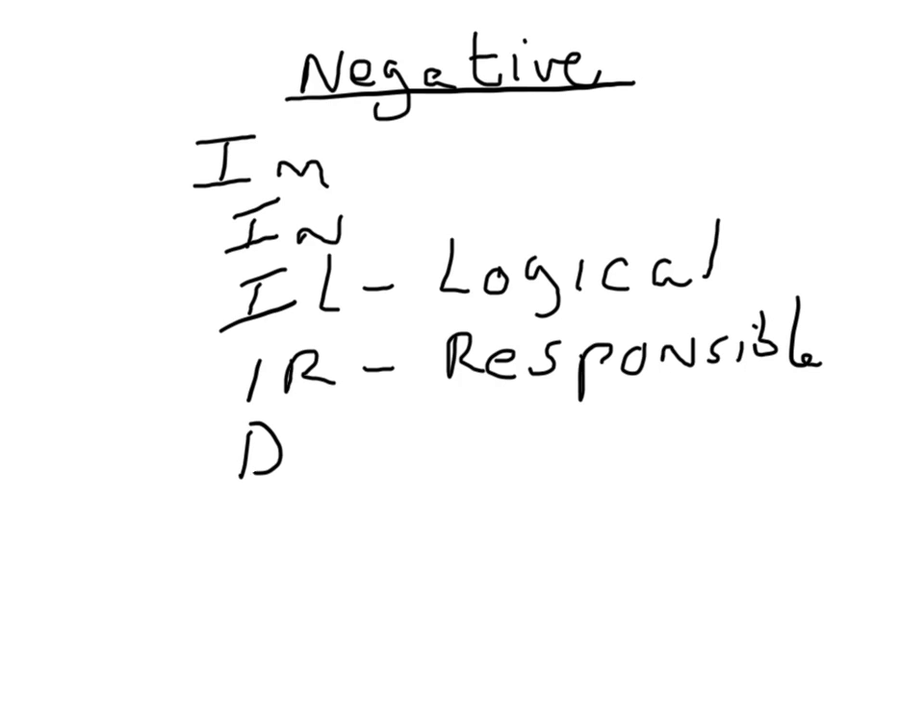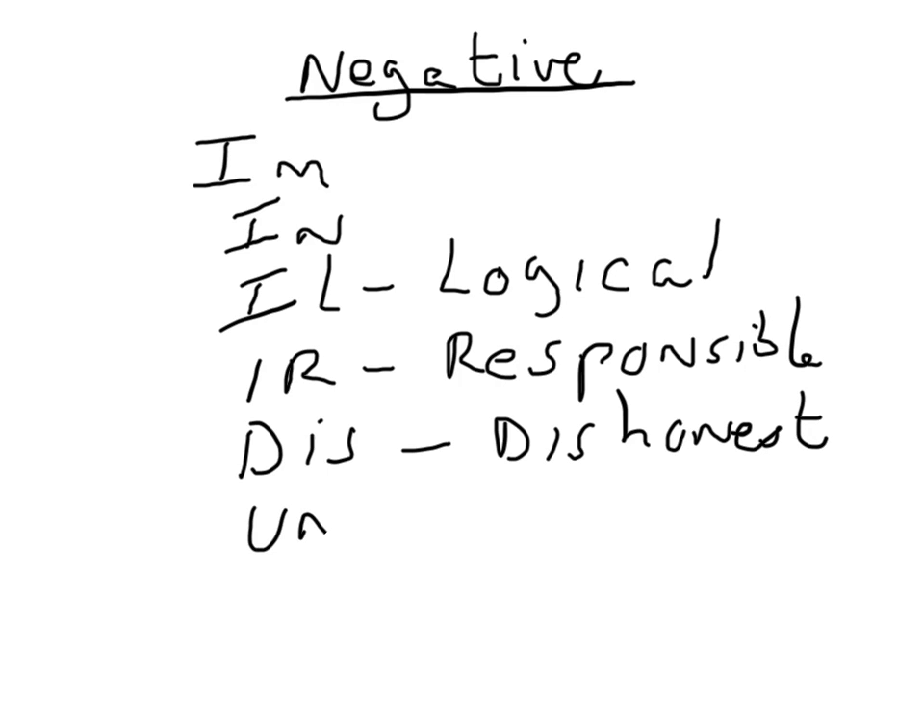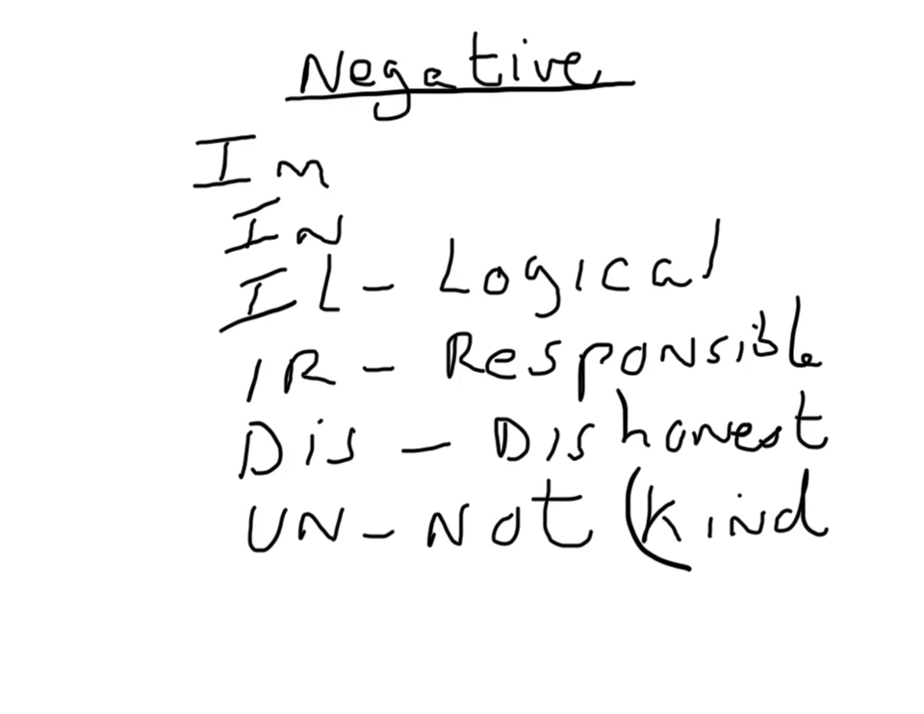And then dis, okay, can mean the opposite also, like we said in dishonest. And un also means not, okay? All right, forgive that terrible handwriting, but un means not, as in unkind, not kind, okay? Let's put that there as in kind. That's an example of that.